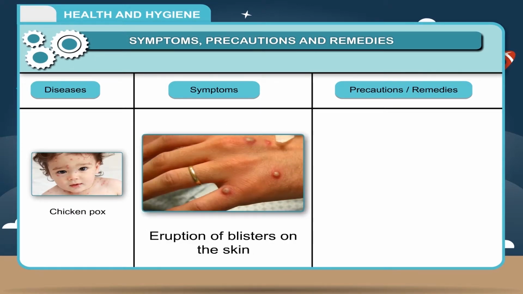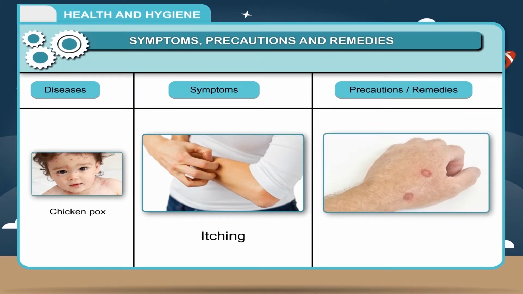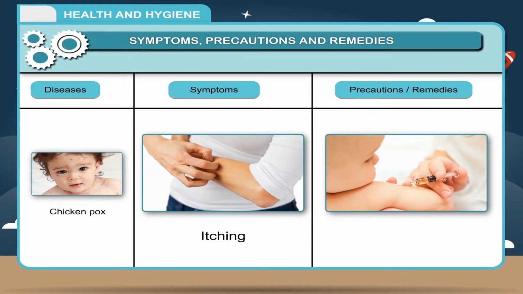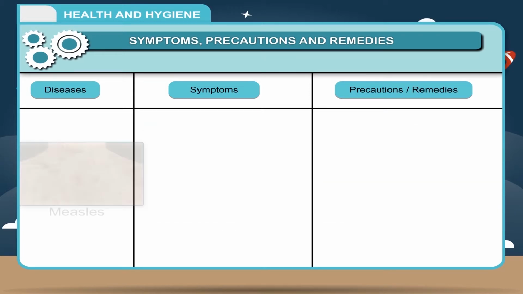Chickenpox. Eruption of blisters on the skin, itching. The patient should be isolated and confined to bed and avoid scratching the blisters, which can otherwise cause scars on the skin. The vaccination during childhood provides immunity against the disease. A healthy person should not come in contact with the patient or the things used by the patient.